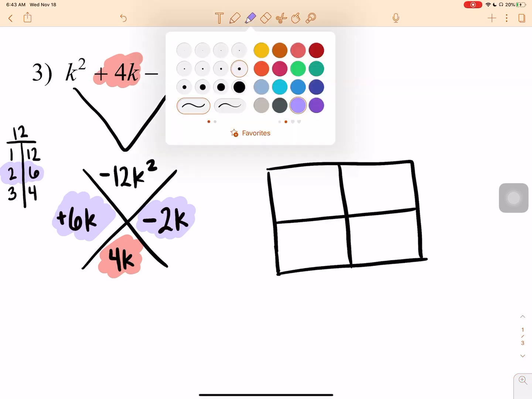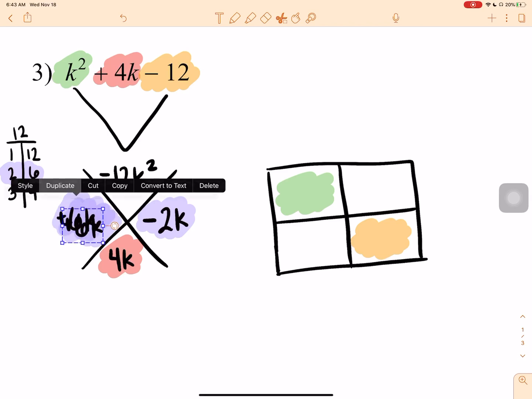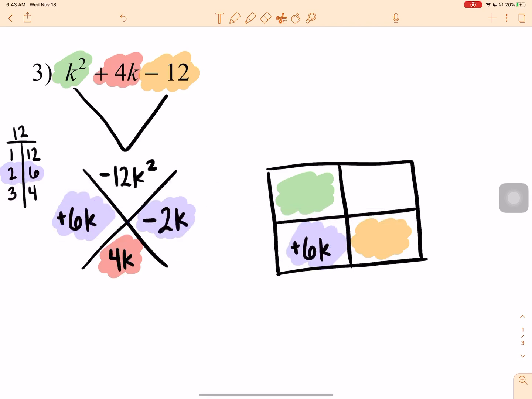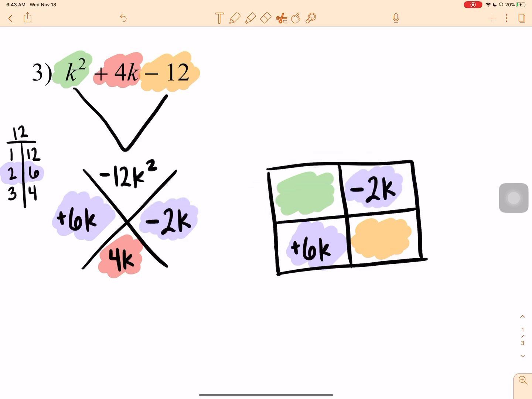Okay, so we have k squared, it's the first box. Negative 12 is the bottom right box. And then I know that my diagonals are 6k and negative 2k. So go ahead and take a moment to try to factor this on your own, if you have not already.